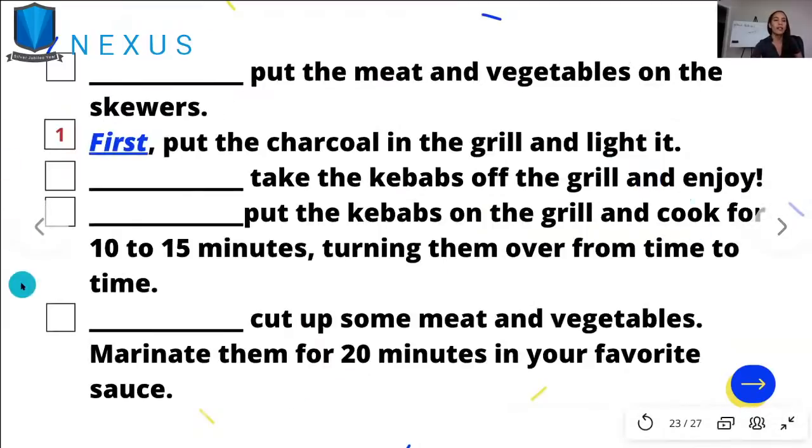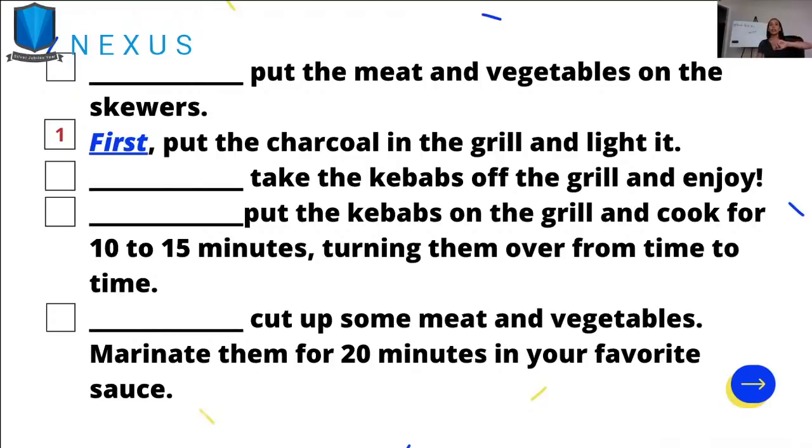Okay, so this is the recipe. You have blank. That blank is for the sequence adverb, and you have put the meat and vegetables on the skewers. The next one is number 1 and first, so you're going to start right there. And it says, first, put the charcoal in the grill and light it. If you don't know what the charcoal is, it's like the red blocks that you put in the grill and then you set them on fire to cook. That is charcoal, in case you didn't know.